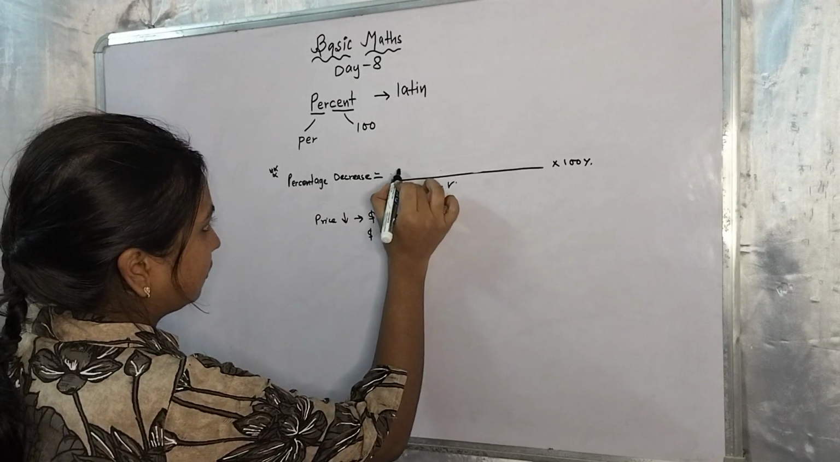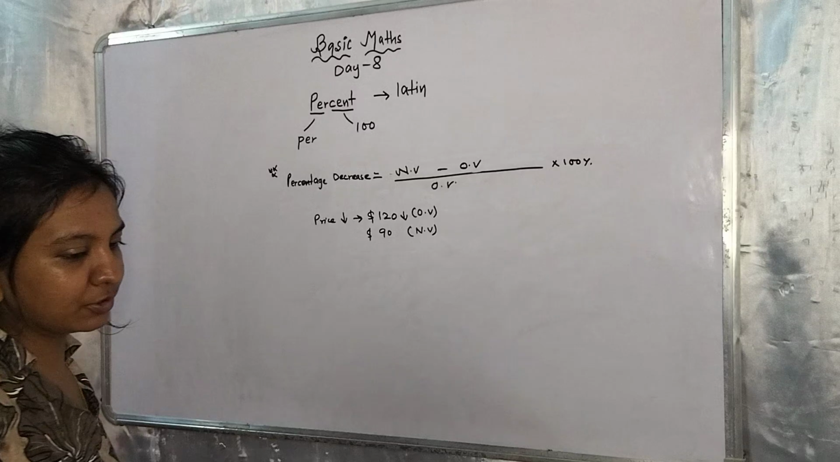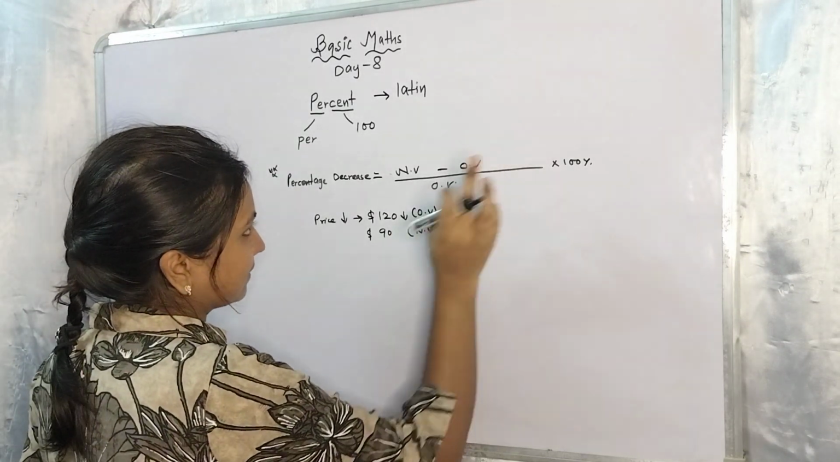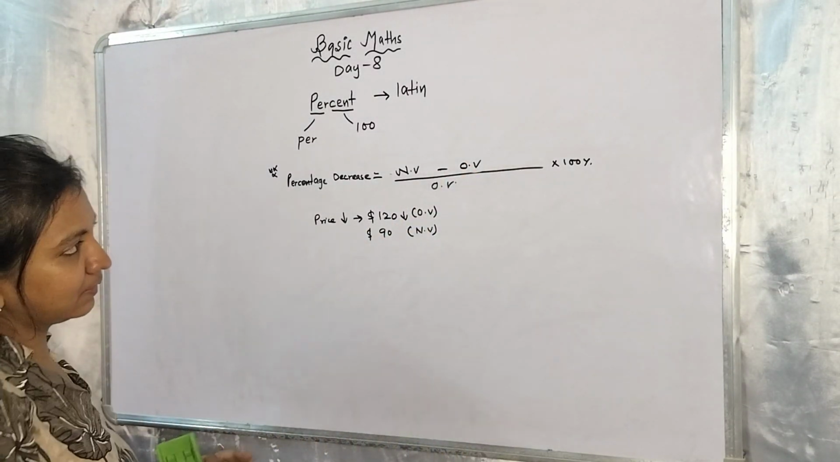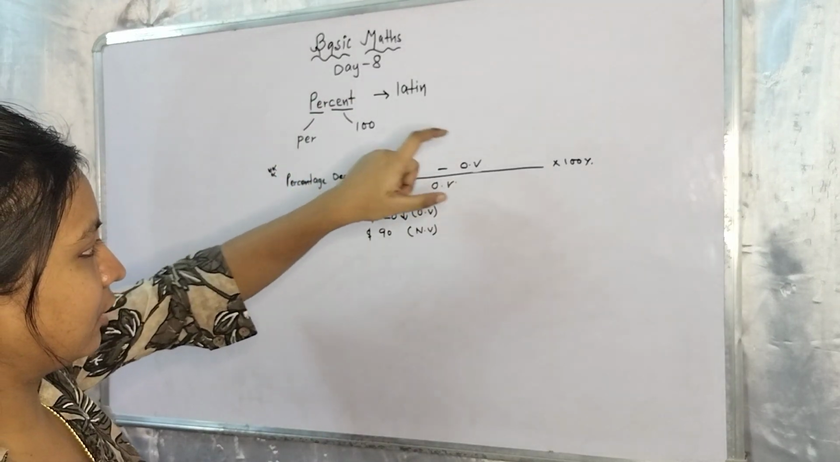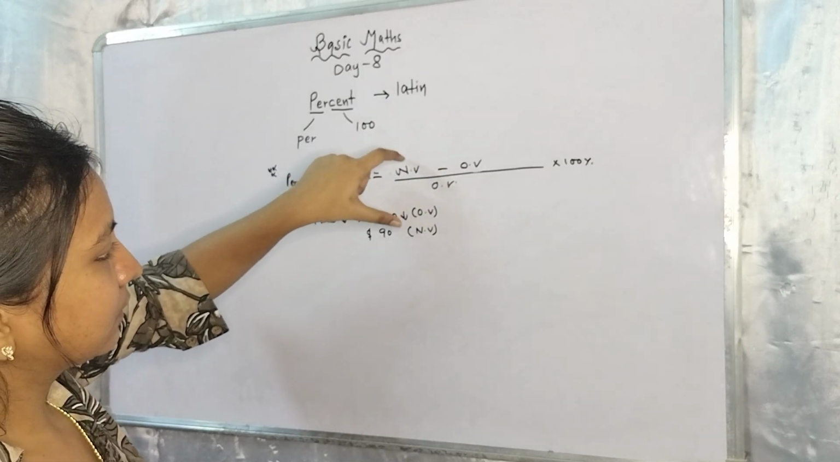That is new value minus original value by original value into 100. This is because the original value is greater, so the answer will come in minus. So yes, there is a difference. In our earlier increase, there was original minus new, but here this is new minus original.